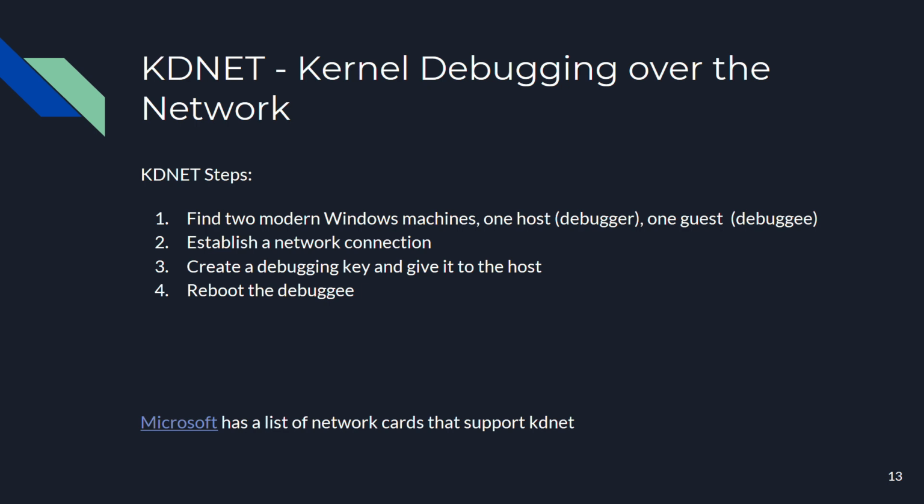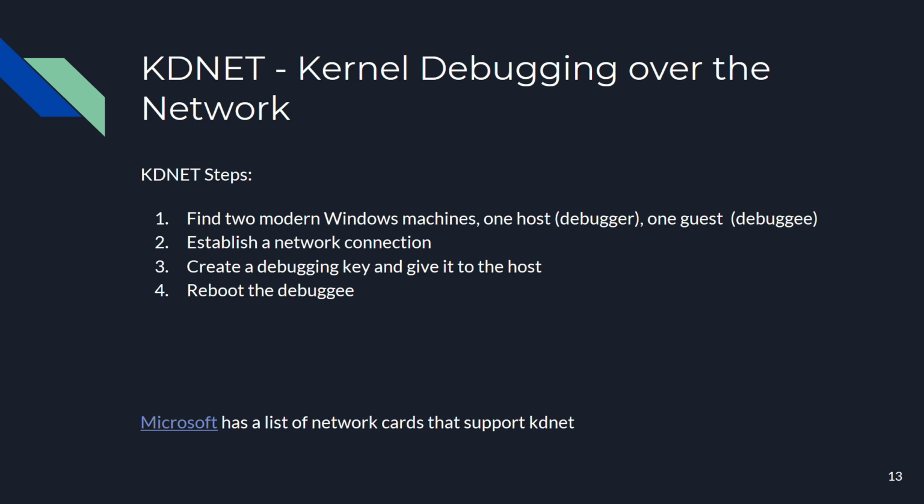So first, you're going to find two modern Windows machines. They can either be on the same physical hardware or they can be sitting next to each other. You're going to have one be the host, that's running the debugger, and one's going to be your debuggee. The debuggee is going to be running the fuzzer and is going to be crashing. So when we run the fuzzer, hopefully we get some crashes in kernel land. Those will cause the debuggee or guest machine to crash, and the host that is running the debugger will be the one taking control of what's happening.